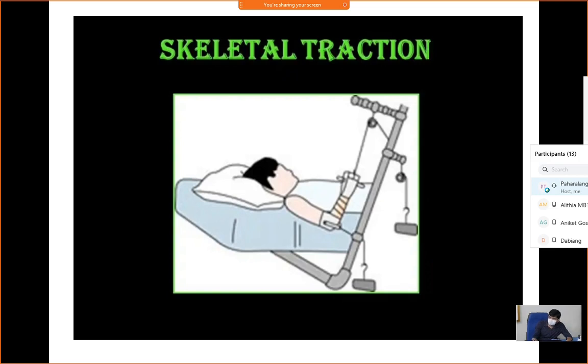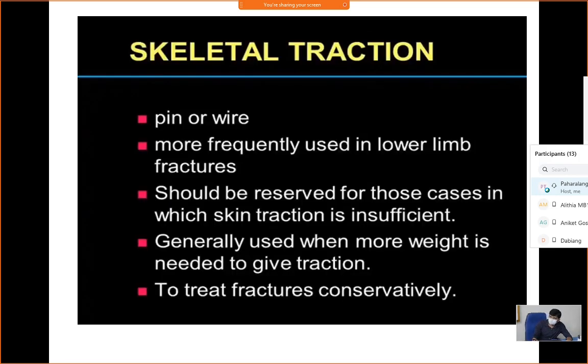Skeletal traction. Skeletal traction is given with a pin or wire inserted into the skeleton, in any bone, and is more frequently used in the lower limb. It should be reserved for those cases in which skin traction is insufficient, because with skin traction you cannot use more than 6 to 7 kg.